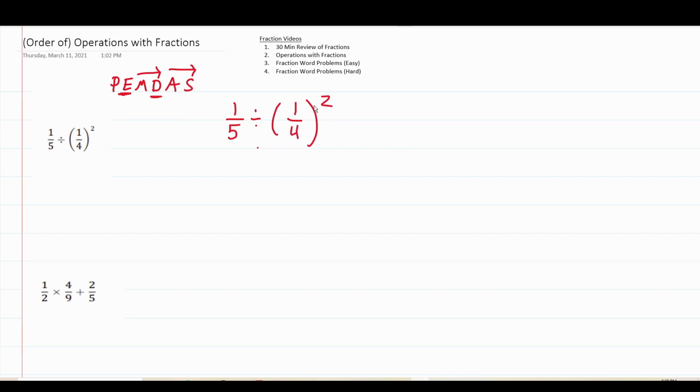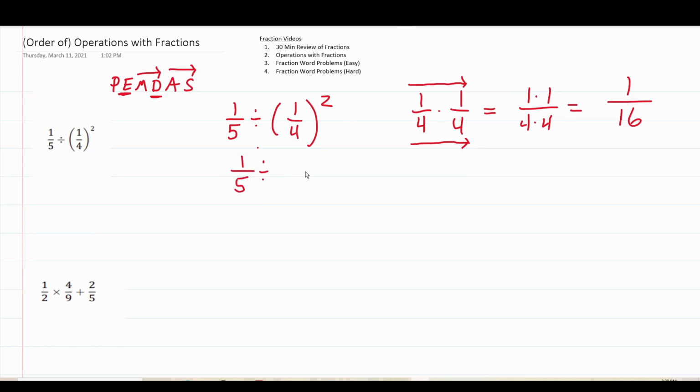Again, the first thing I'm going to take care of is this 1/4 squared, and I'm going to work that off to the side here. 1/4 squared is the same as 1/4 times 1/4. And as you can see, we're multiplying fractions now. And when you multiply fractions, you just multiply straight across. That is, you do 1 times 1 over 4 times 4. 1 times 1, of course, is 1. 4 times 4 is 16. So 1/4 squared is 1/16. This becomes 1 over 5 divided by 1 over 16.